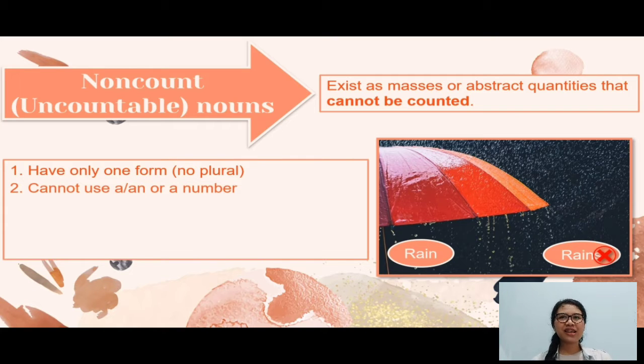And the next is with uncountable nouns, we cannot use a or an or a number. For example, like rice. We cannot count rice like a rice, 2 rice, 3 rice, and etc. No, it is impossible. So we just use the word rice without a or a number.